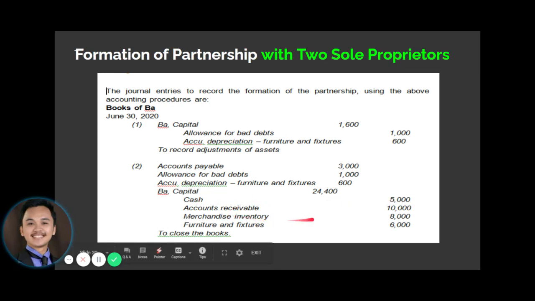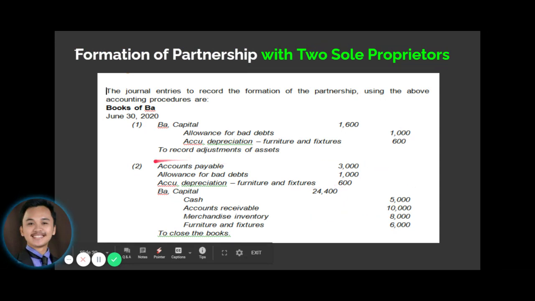Kaning mga figures diri, gikan ni didto sa iyahang balance sheet. So cash nga 5,000, accounts receivable nga 10,000, merchandise inventory of 8,000, and furniture and fixtures of 6,000. And then i-close pud nato ang iyang accounts payable nga 3,000. And then allowance for bad debts nga naka-credit ganina, since atong i-close man siya, atong i-debit. Same will be applied sa iyang accumulated depreciation nga 6,000. Therefore, naay total capital nga i-close nga 24,400.